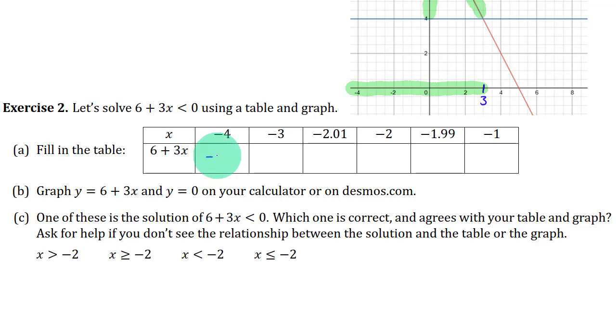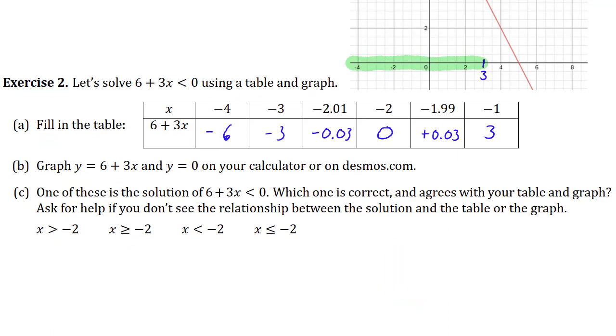This is going to give you 6 minus 12, which is -6. This is going to give you -3. This is going to give you 6 minus 6.03, which is -0.03. This one will give you 0. And this one's going to give you +3.